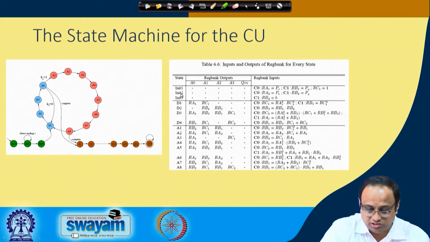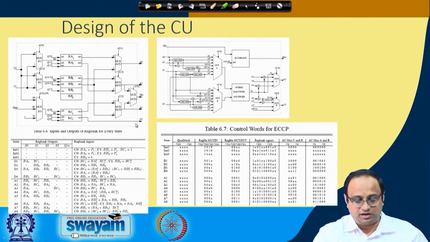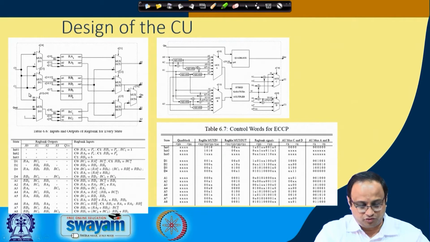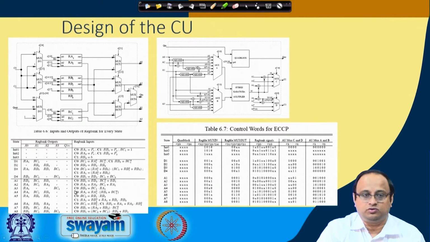You can see that there are 3 initial cycles, 4 doubling steps, and 8 addition steps. So let us see how the control logic is decided. For this you have to keep in perspective the entire data path. Here we show the register file, and this is the arithmetic unit. And then these are the corresponding control words and also the corresponding logic for doing the computations.